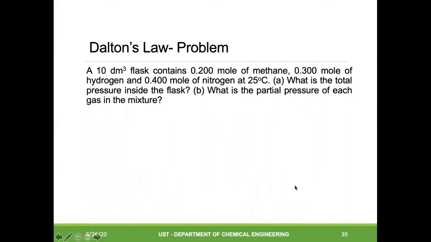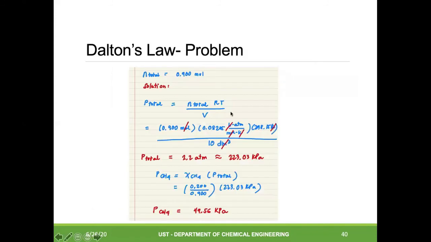So let's solve one problem. A 10 cubic decimeter flask contains 0.2 mole of methane, 0.3 mole of hydrogen, and 0.4 mole of nitrogen at 25 degrees Celsius. What's the total pressure inside the flask, and what's the partial pressure of each gas in the mixture? To solve, the sum of the moles of the three gases is equal to 0.9.